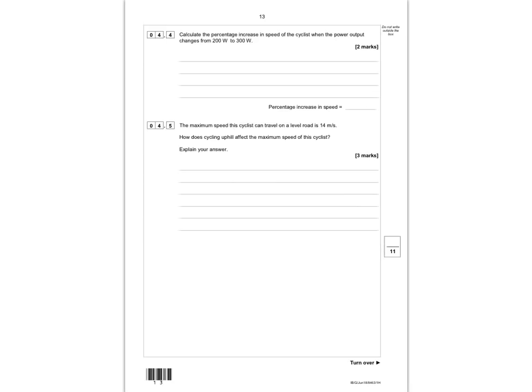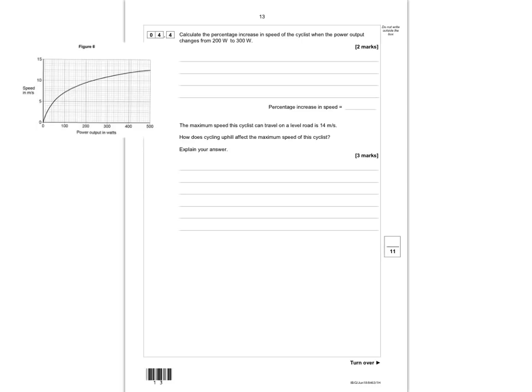Question 4.4 says calculate the percentage increase in the speed of the cyclist when the power output changes from 200 to 300 watts. So what we need to do for this question is we have to get the graph in, so I'm just going to drop that into the question now. I've dropped the graph in the top left hand corner for us to use in this next part of the question. And what we need to do now is look at what speed the cyclist will be travelling at 200 watts, and then also the speed that he'll be travelling at 300 watts.